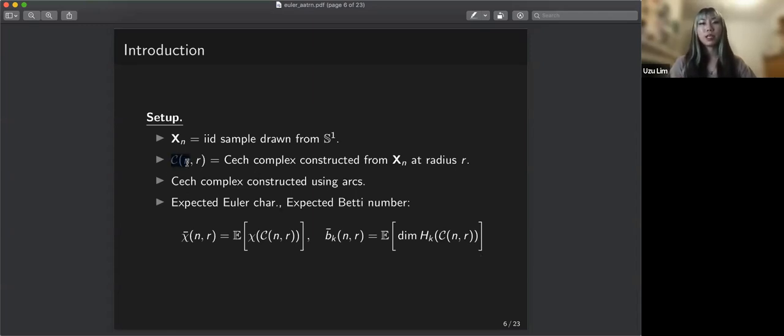And let C_n,R denote the Čech complex constructed from Xn and radius R. And again, I emphasize that it's constructed using arcs, so that is a nerve complex of arcs instead of balls embedded in two-dimensional space or something. And let's define these notations. Chi bar n,R equals the expected value of the Euler characteristic of your Čech complex, and beta bar k n,R is your expected value of the kth Betti number of your Čech complex. So we're going to study these two numbers today partly, but also study homotopy types more in general.